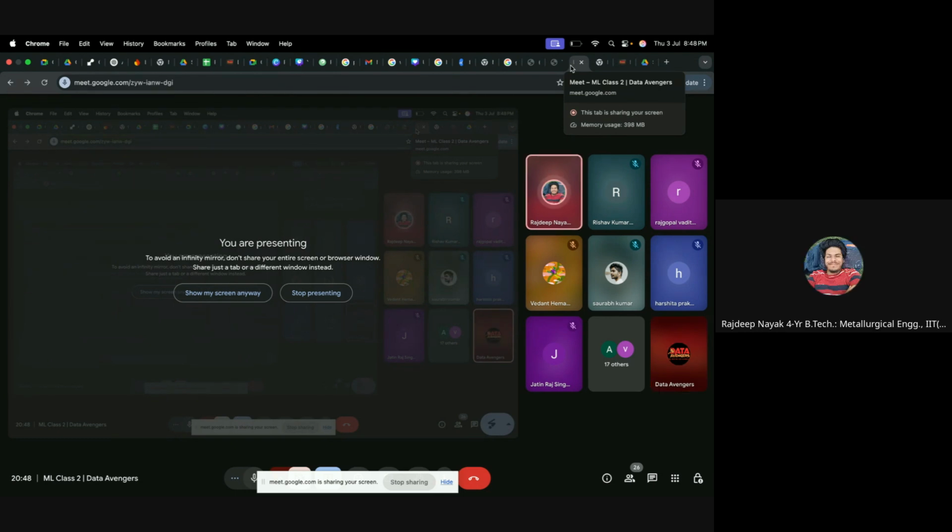Rajdeep, what is the best fit line? The line which has minimum residual, the minimum error. Yes, lower error. Tell me.